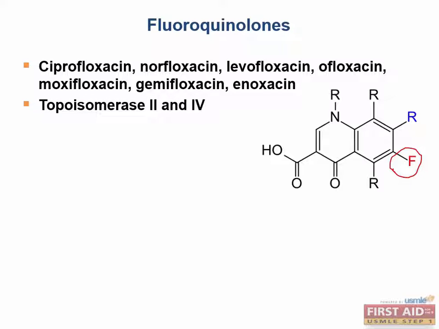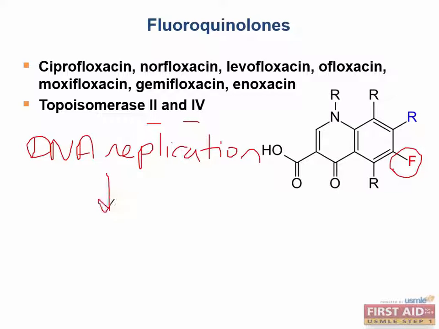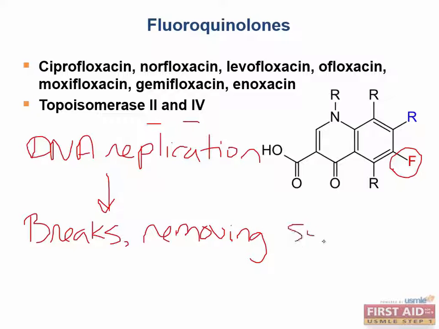These drugs work by inhibiting DNA topoisomerase 2 and 4 in bacterial cells. Do you remember what topoisomerases do? These are key enzymes in bacterial DNA replication. And do you remember what they do during replication? They are responsible for creating breaks in the DNA and removing supercoils. By inhibiting these enzymes, we inhibit the bacteria's ability to replicate its DNA, and therefore they do not survive.